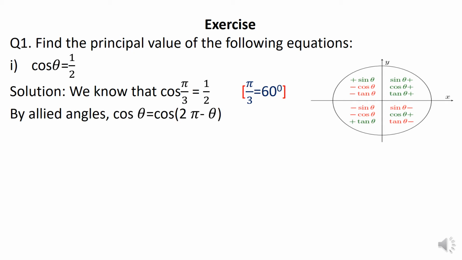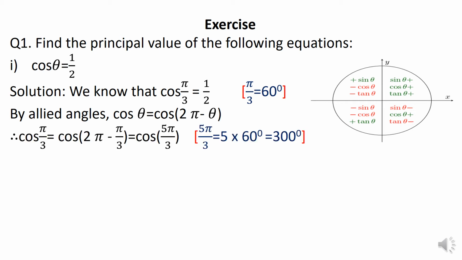Now from the allied angle table, or rather from the standard unit circle which you can see over here in this diagram, you see that cos is positive in the first quadrant as well as in the fourth quadrant. Fourth quadrant means 2 pi minus theta. So thus we can write cos theta is equal to cos of 2 pi minus theta. Now put theta as pi by 3 on both sides of the equation, that is on both LHS and RHS, and see what value you are getting.